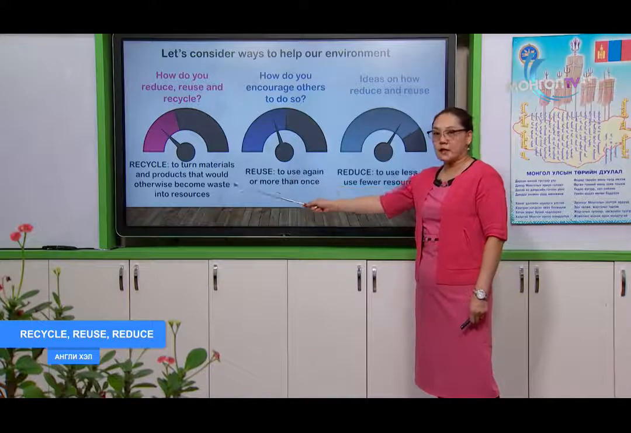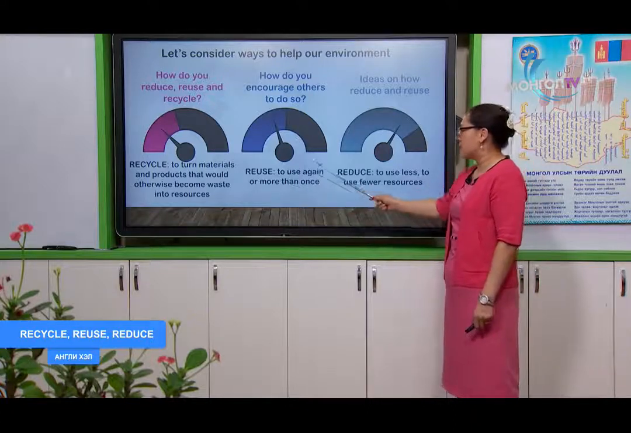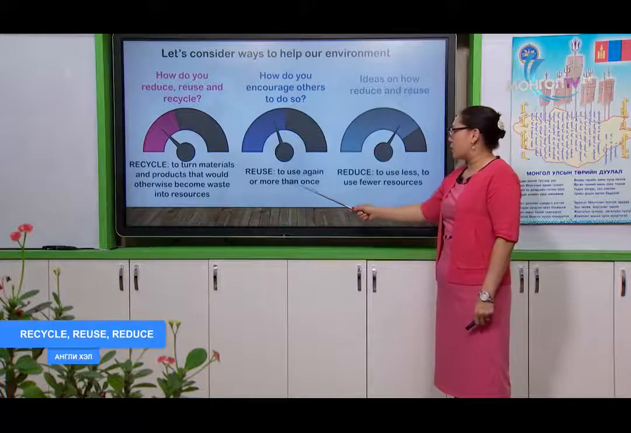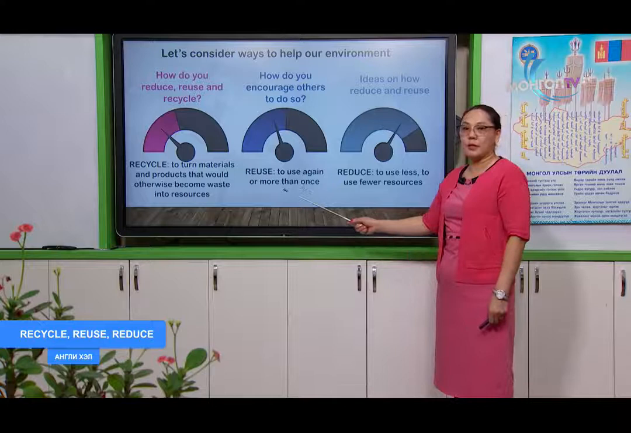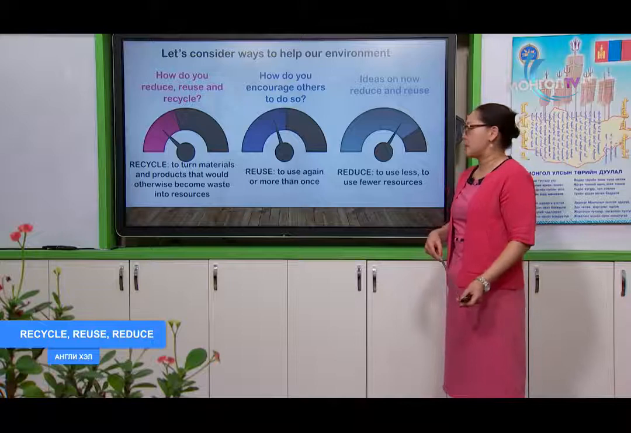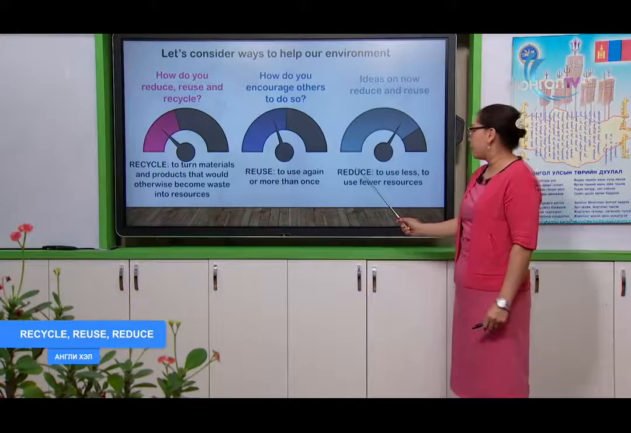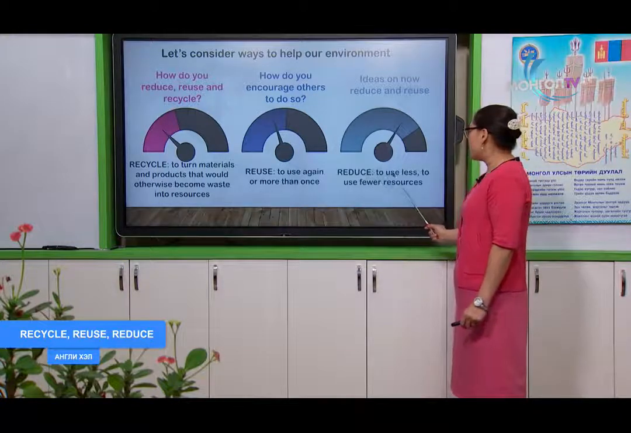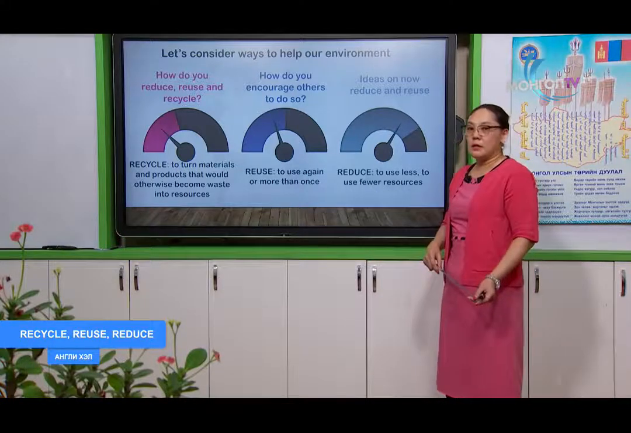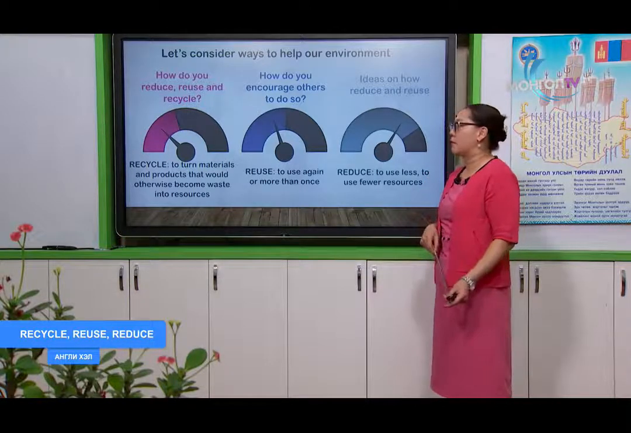Do you know recycle? Good job. The next word is reuse. Reuse means to use again or more than once. Maybe you can use one material many times. Now, reduce. What does reduce mean? Reduce means to use less, to use fewer resources. If you reduce using paper, it will help the environment.